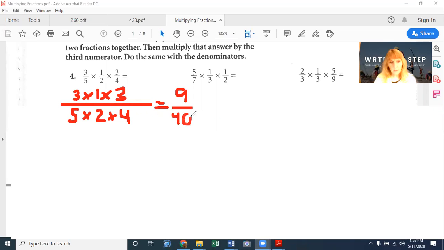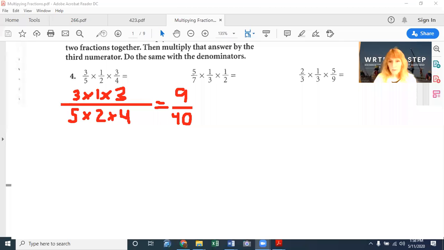And think about it, can that be reduced at all? You have an odd on top and even on the bottom. 9 will be divided by 3, but 40 will not divide by 3. Not that I can tell. Nope. So that is as far as you can go. So 9/40 is the answer to that problem. So you do the same thing when you have 3 fractions. Multiply the top numbers, multiply the bottom numbers.